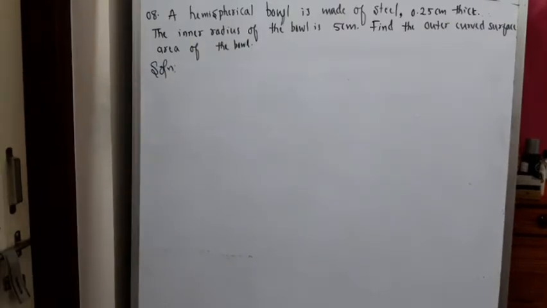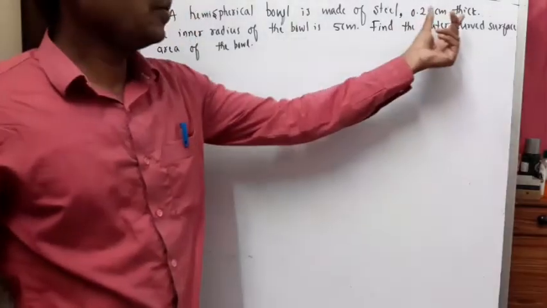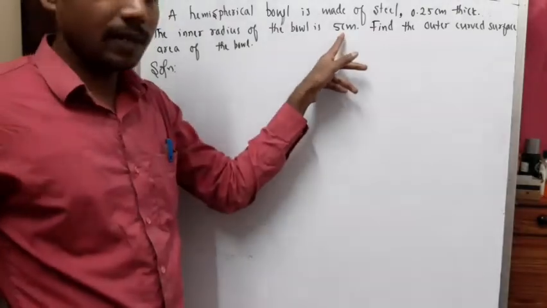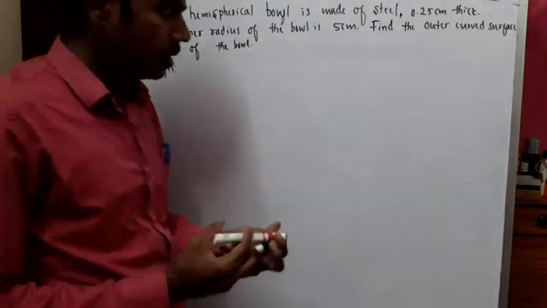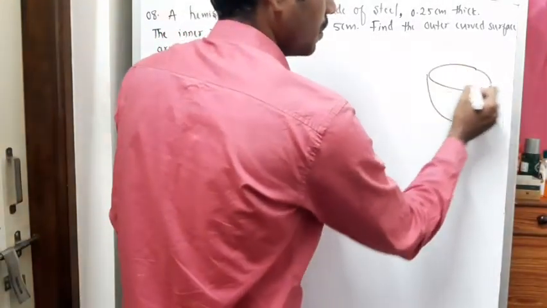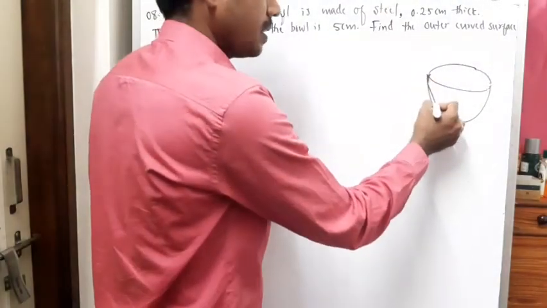So 8th question: a hemispherical bowl is made of steel 0.25 centimeter thick. The inner radius of the bowl is 5 centimeter. Find the outer curved surface area of the bowl. See, a bowl is in the form of a hemisphere. Fine. So it has a certain thickness.